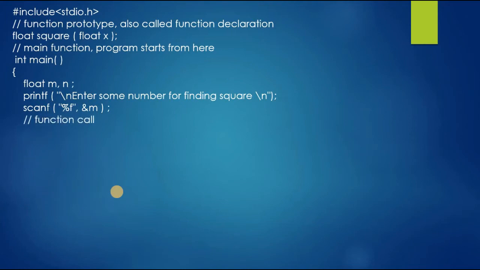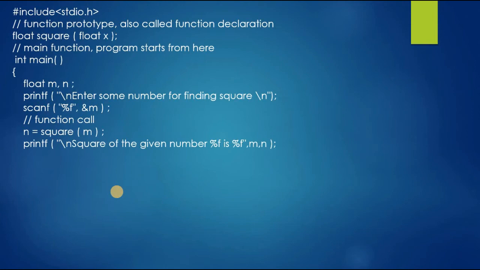Then we are calling a function here. n is equal to square, in brackets m is there. m is our argument, and we are calling our square function here. This is our function call. Then we give a printf statement, inside which our output will be there. So we write "square of the given number %f is %f", comma m, comma n. Then we close our main function here.